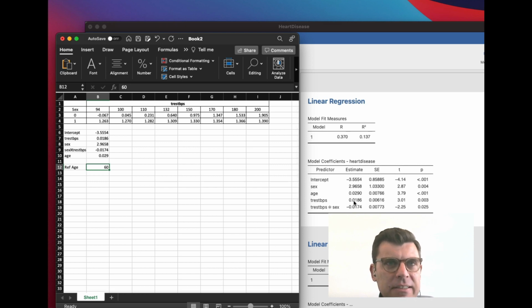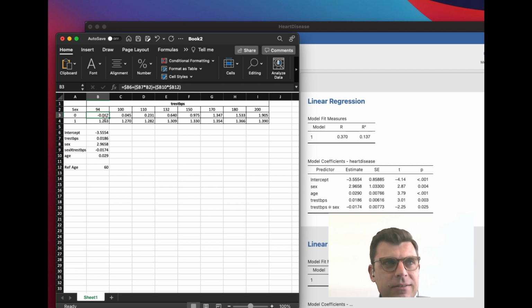But the interaction is telling us something else interesting. If we look at this, it's saying that for a female with blood pressure at 94, our expected heart disease severity is negative 0.067. Now, it's worth noting that that value never actually appears in the data. The lowest value you can have is 0.